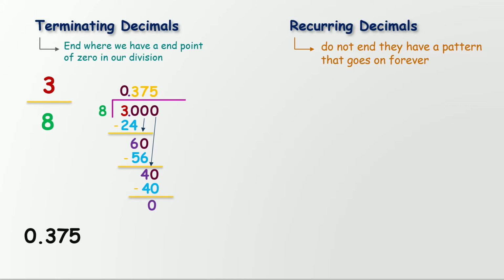Remember, for terminating decimals we're looking for a 0 at the end, which we have. So 3/8 is a terminating decimal.